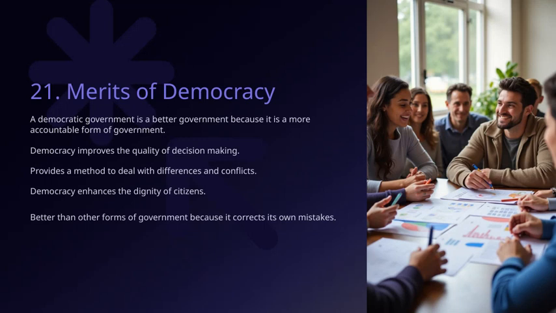A democratic government is considered a better form of government mainly because it is more accountable. When leaders are elected by the people, they have a duty to listen and respond to the needs of citizens. This accountability helps ensure that the government works in the interest of the people it serves. Democracy also improves the quality of decision-making. Since it involves multiple perspectives and encourages debate, it tends to lead to more well-rounded and thoughtful choices. This collaborative approach helps avoid hasty or biased decisions.